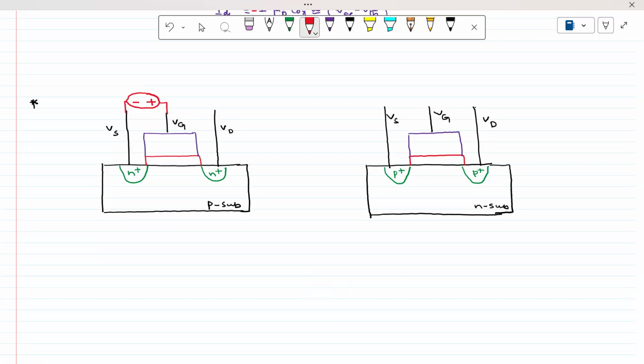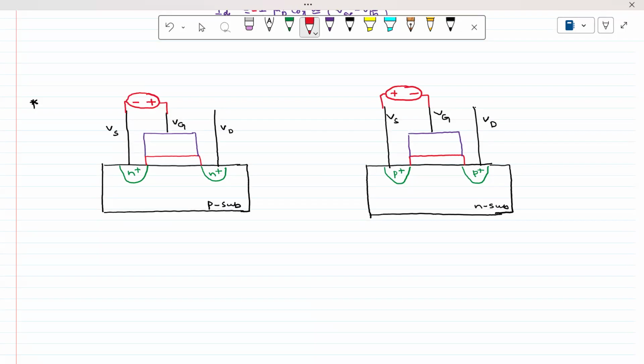Similarly, what about here for PMOS? If you want to form the channel of a PMOS, what kind of potential should I apply? Negative I have to apply at the gate. Gate should be negative. What should be the potential of the source? Positive, right? Did you catch this point?